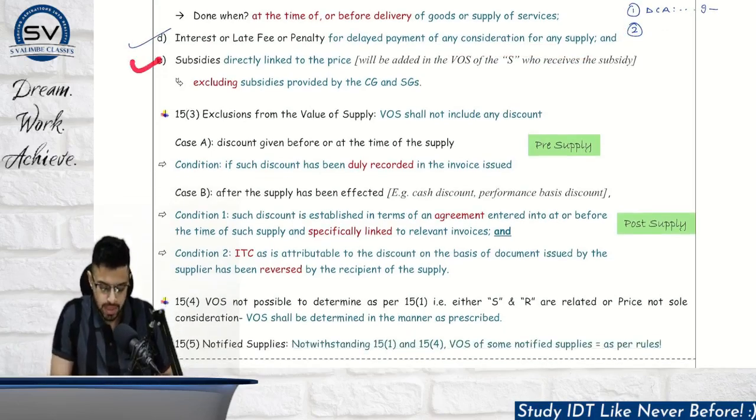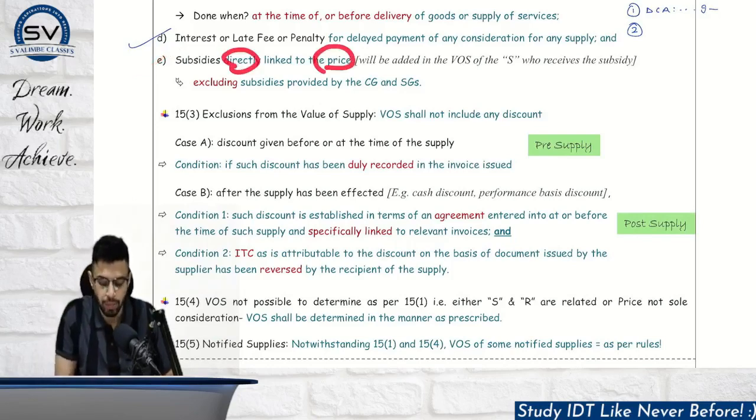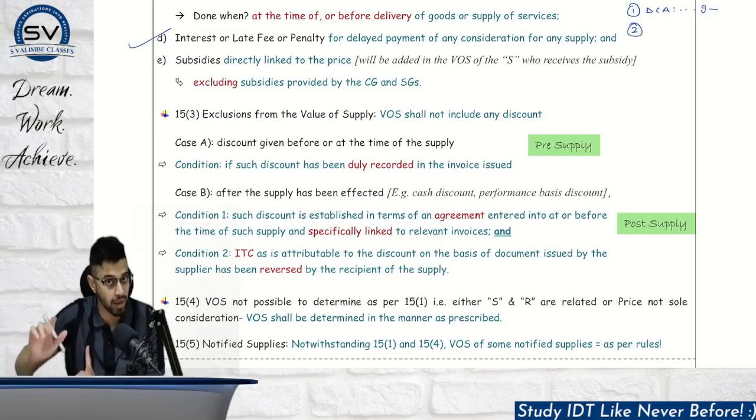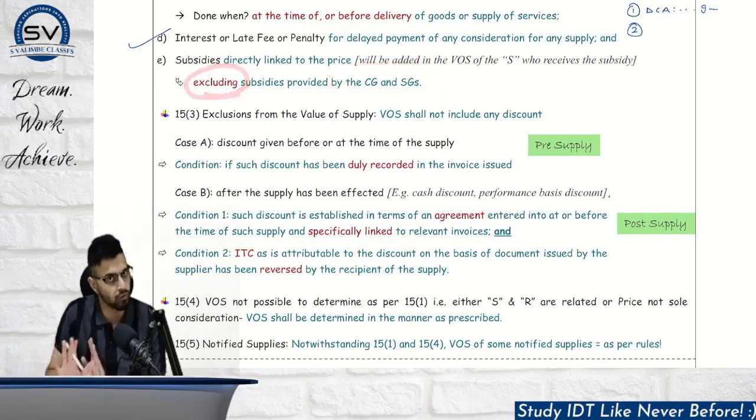Okay. Next, subsidies. Subsidies have to be included provided they are directly linked to the price. Directly linked to the price means, let's say 5,000 was the price and 500 was the subsidy. So 4,500 plus 500. But if the subsidy has been given by the central or state government, you have to exclude it. So just take a simple example.